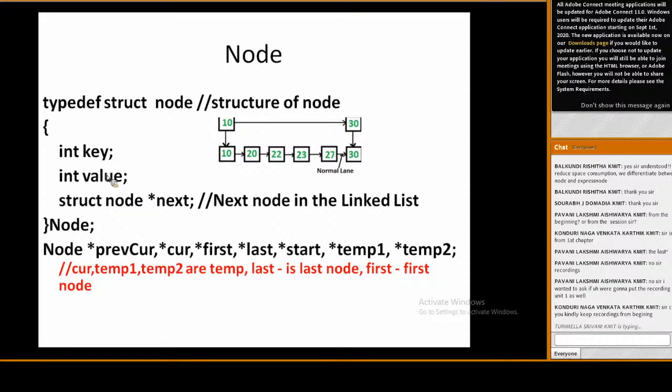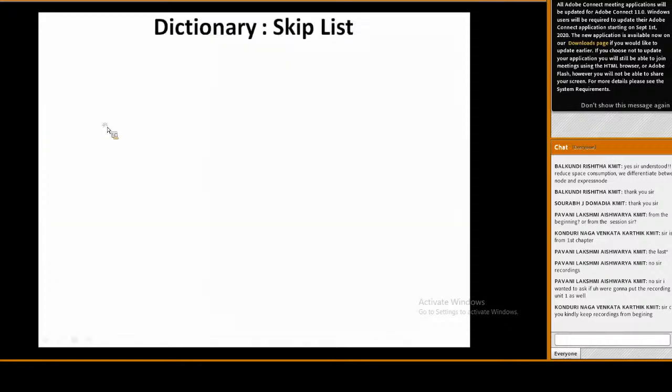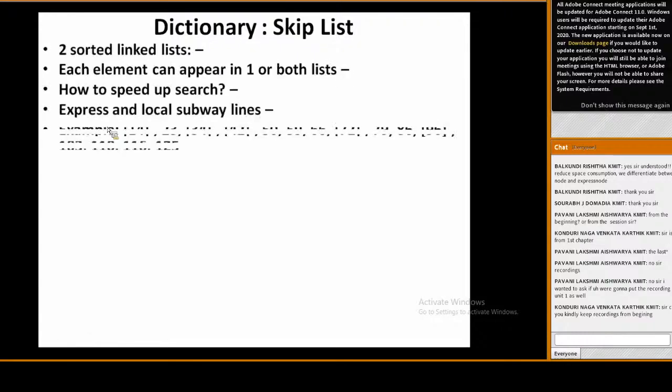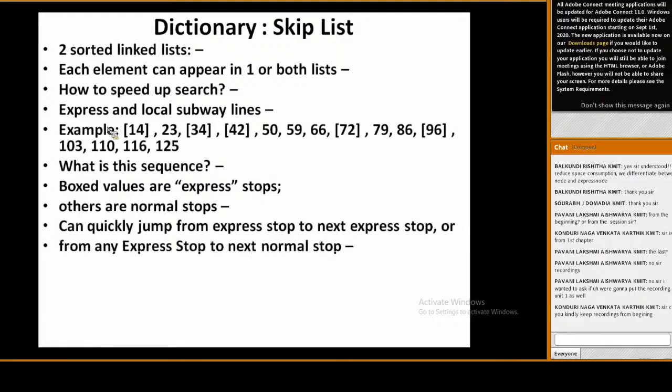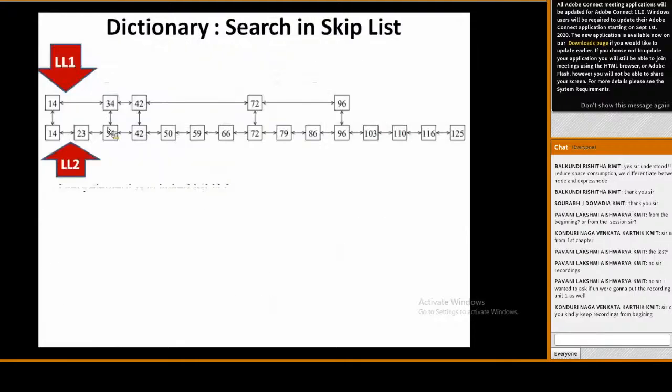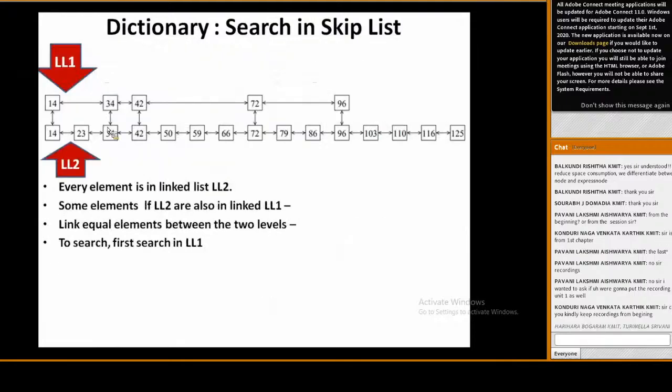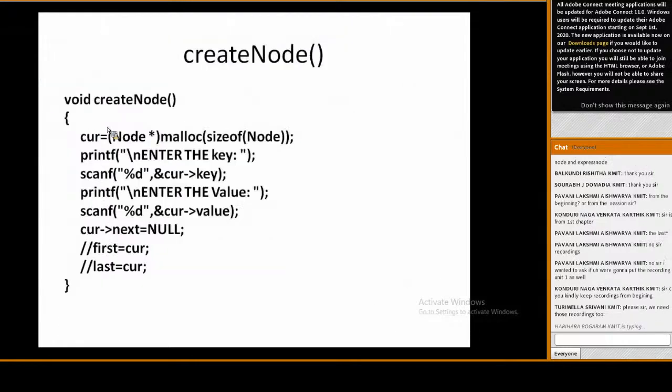Okay, so now coming back to today's class, the skip list. This logic I told you, the box 1 and unbox 1. So this I already explained. Now let me come directly to the code. Now in this code, I have a create node.